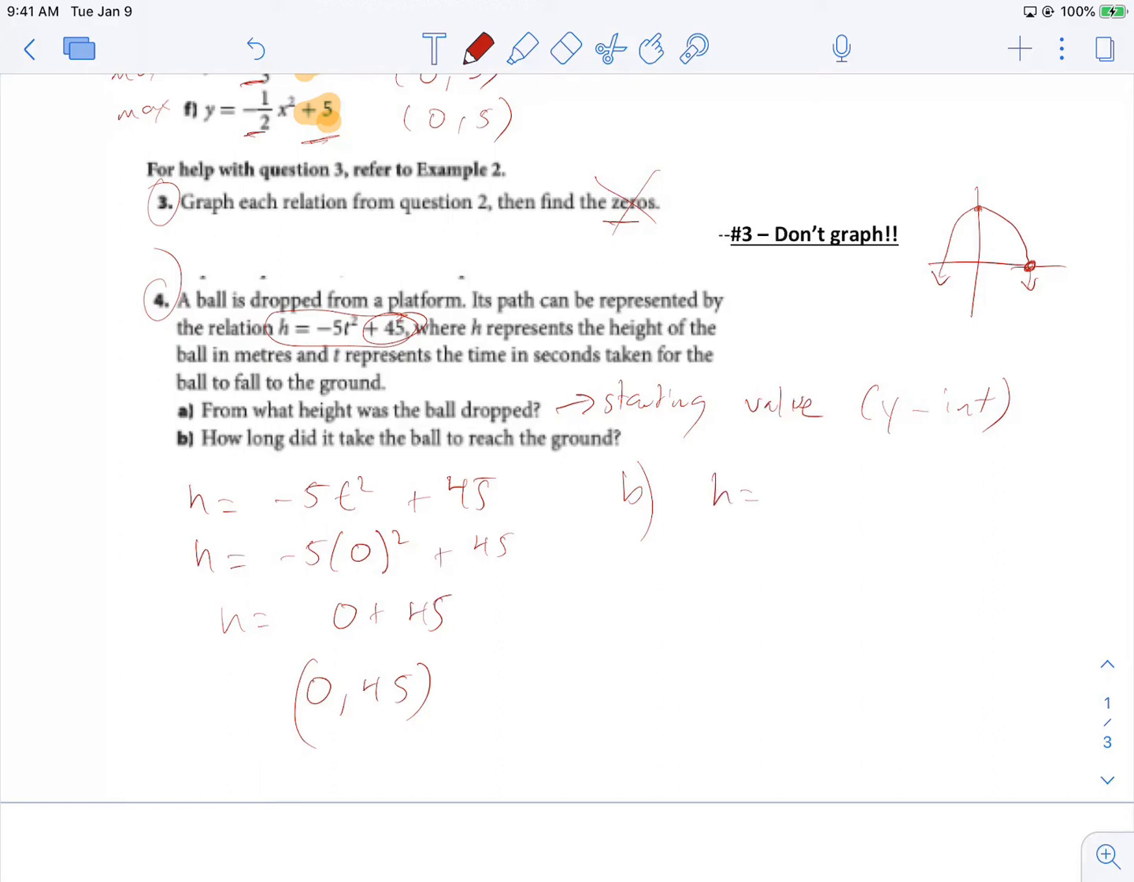To figure out our roots, we need to do some factoring. So we have h equals negative 5t squared plus 45. The first thing you always want to do is try to common factor. So can we common factor? Of course. We can take a negative 5 out, and then we're left with t squared plus 9. And with t squared plus 9, we can actually do a whole bunch of stuff.